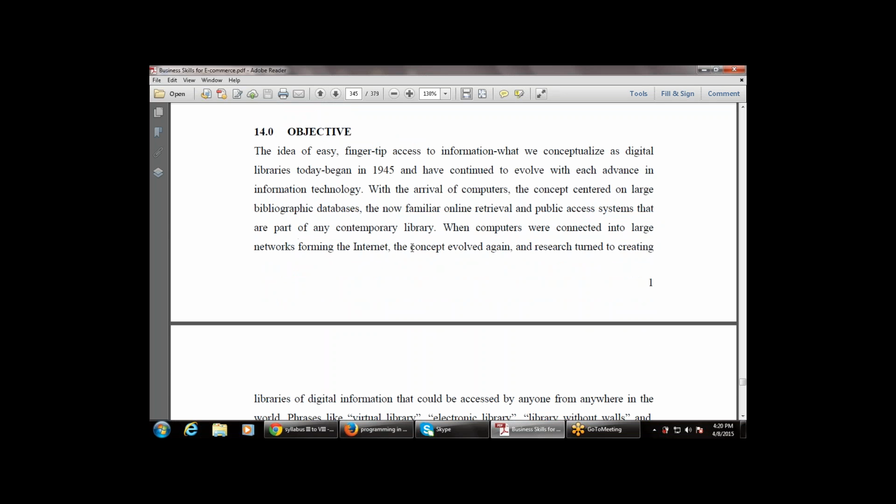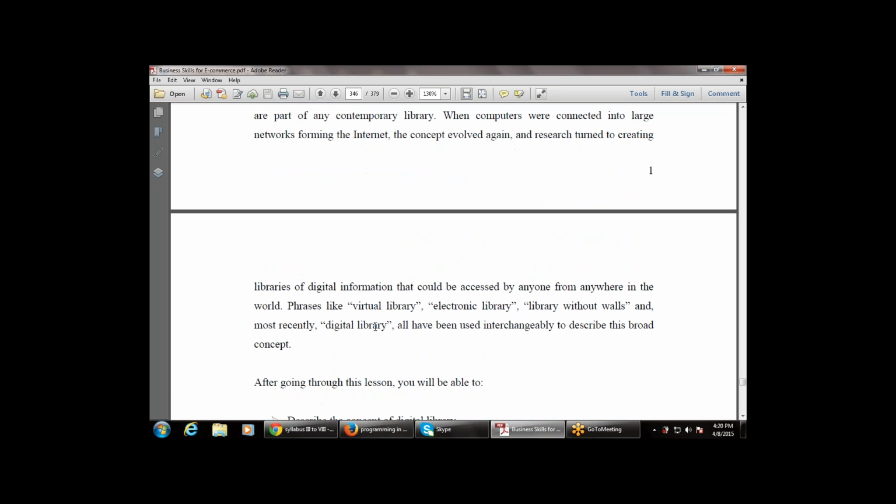When computers were connected into a large network forming the internet, the concept evolved again, and that created libraries of digital information that could be accessed by anyone from anywhere in the world. That is, there is no limit, no issue that I am not able to access my information from my place, from my company. We can gather digital information that can be accessed by anyone from anywhere in the world.